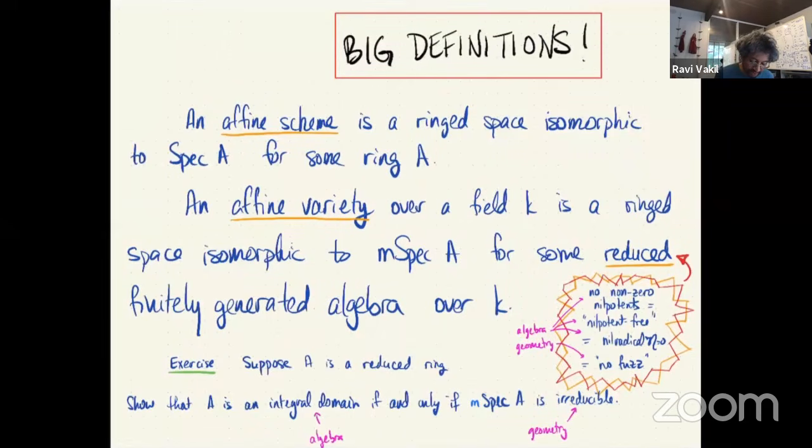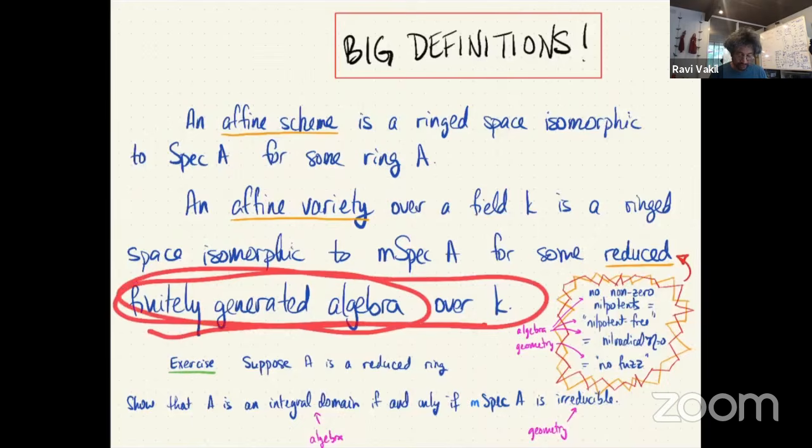I'd want to say, almost as a first approximation, it's Spec A. So just to be a little bit careful, let's say it's a ring space that is basically Spec A, which means it's isomorphic to Spec A, which means it's homeomorphic: the sets match up, the topology matches up, and the rings match up. And then similarly, in affine varieties, an mSpec A for something that you're allowed to take mSpec of. So it has to be a finitely generated algebra over a field.